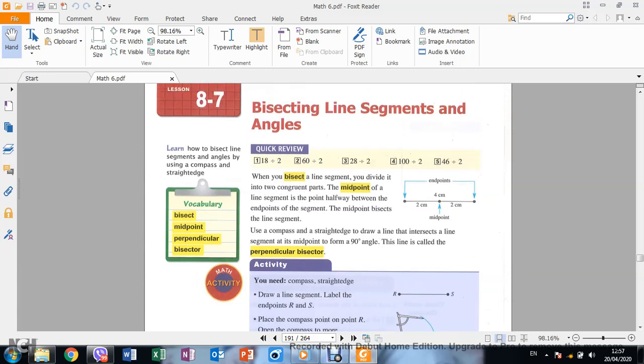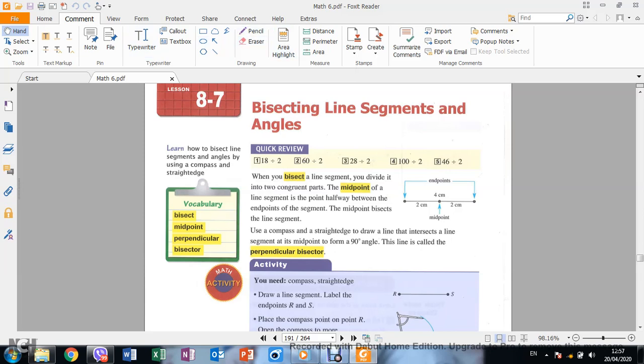Today we are talking about bisecting line segments and angles. At first we have this vocabulary: bisect, midpoint, perpendicular, bisector. So what does bisect mean? To bisect a line segment means you divide the line segment into two congruent parts, or two equal parts.